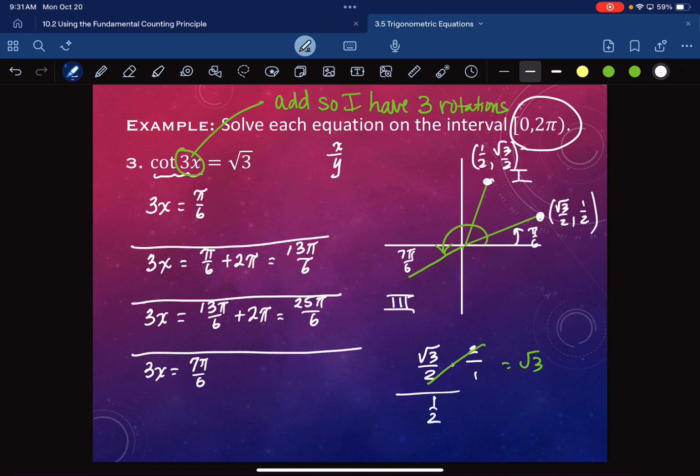So I've got the 7 pi over 6. I'm going to give you some space over here too. And then I'm going to add the same thing, 2 pi, to this one. So what is 7 pi over 6 plus 2 pi? 19 pi over 6, very good. And I'll put the other one over here. I have 19 pi over 6 plus 2 pi.